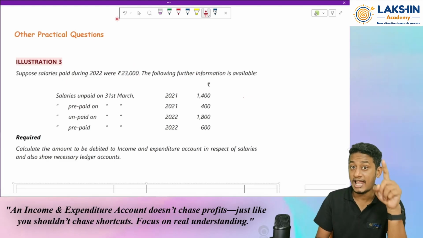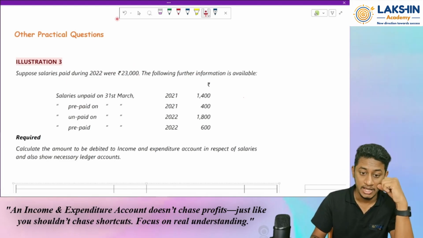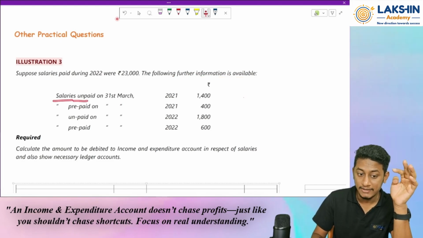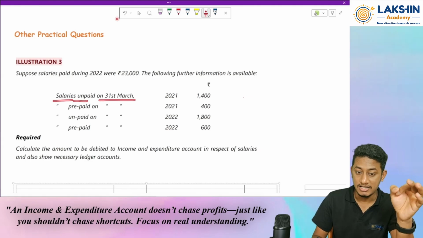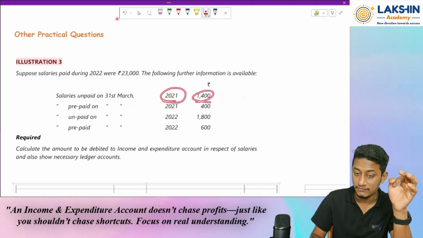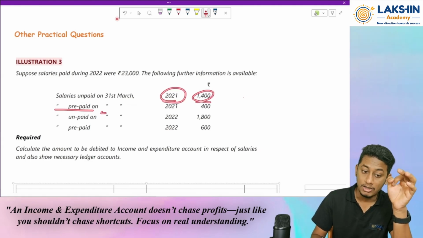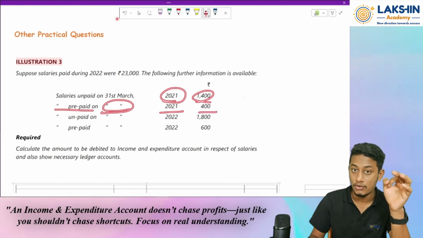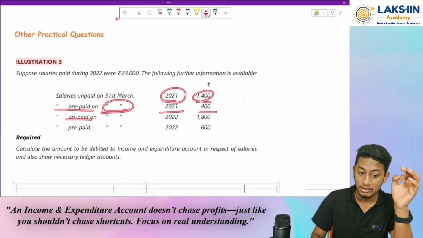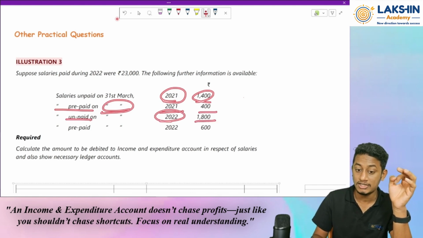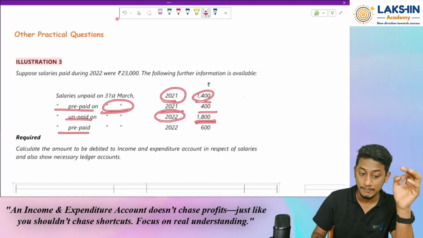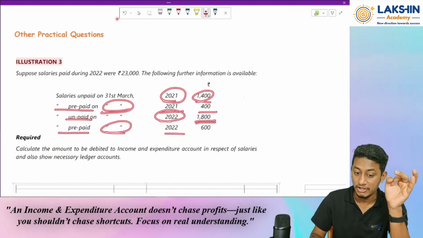But does this salary belong to this year only? Let's see. The following is the further information available. Now what have they given you? Salary unpaid on 31st March 2021 is rupees 1,400. Prepaid on 31st March 2021 is rupees 400. Then unpaid on 31st March 2022 is 1,800. And prepaid on 31st March 2022 is rupees 600.